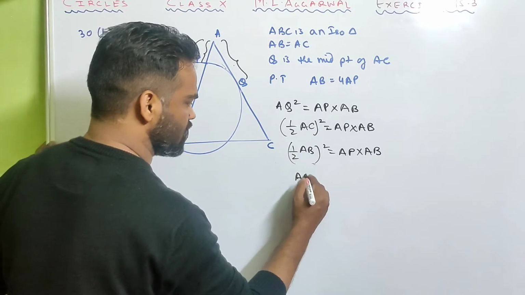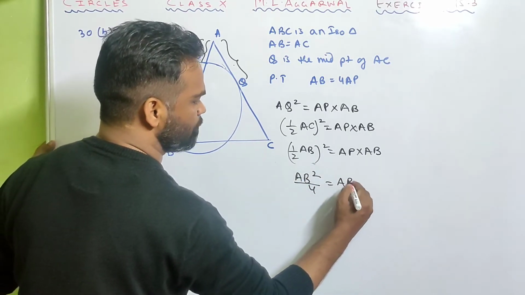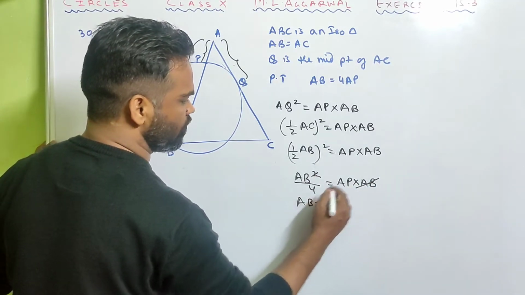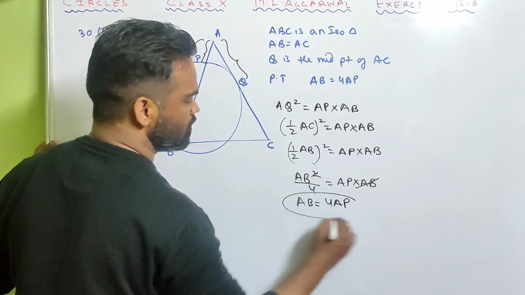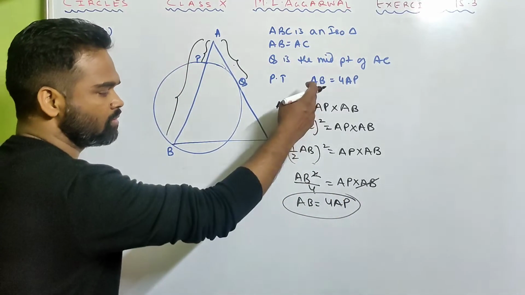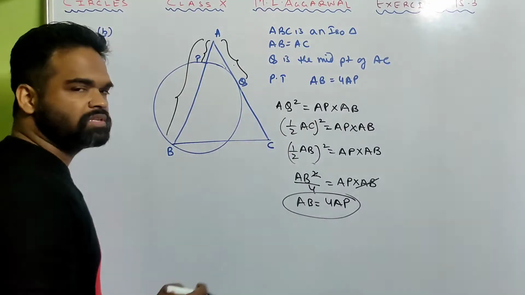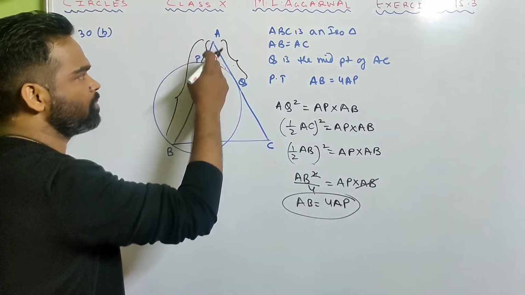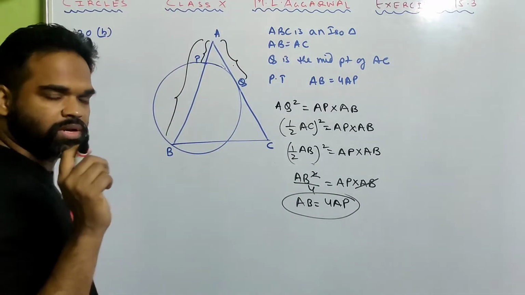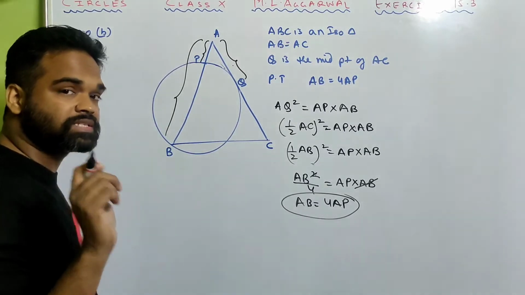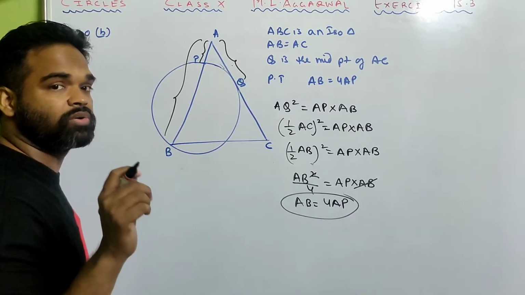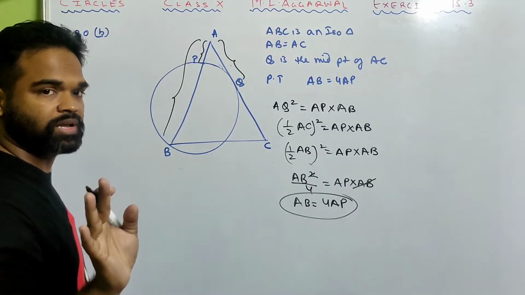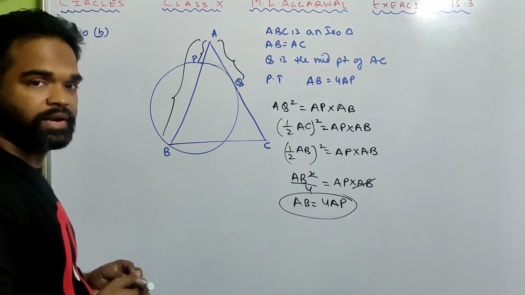Just open the bracket, so this becomes AB square by 4 is AP multiplied by AB. AB and 1 cancels out. So AB equals to 4 goes over there, 4 times AP. This is what was required to be proved. AB equals to 4 AP. See, 3 steps and the sum is done. Very easy. Same logic, AQ square equals to AP multiplied by AB. When a tangent and a chord meet externally, then the square of the tangent is equal to the product of the length of the segment formed by the chord. Clear? Chalo. We'll do the next one now.